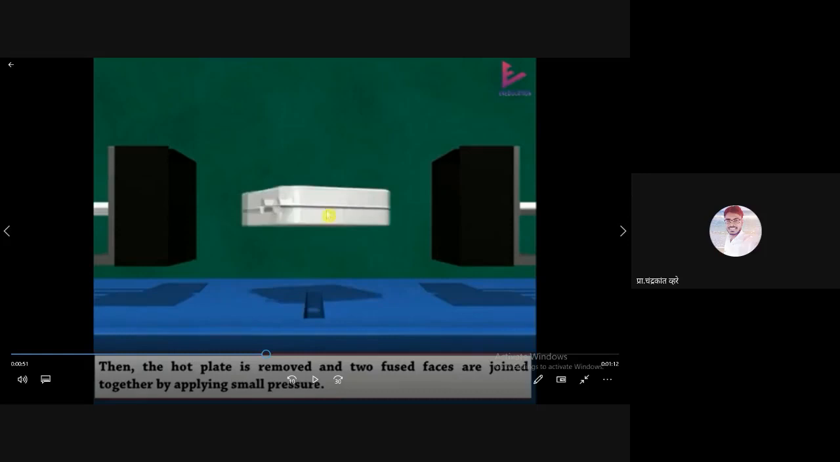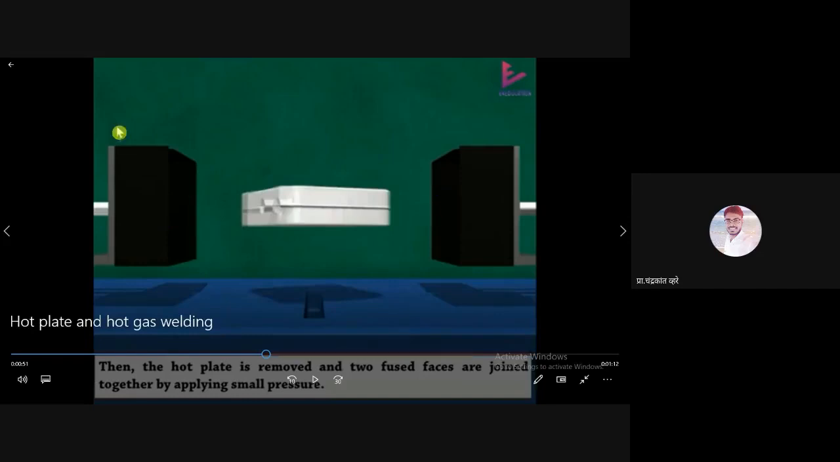So the same process we are using here as a welding process. Okay, so this is also very simple. Now see, we have these two fixtures.